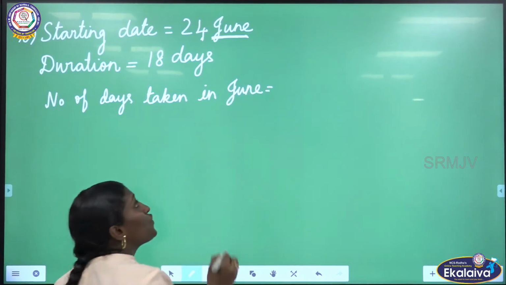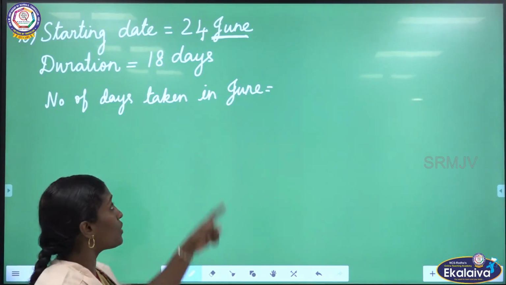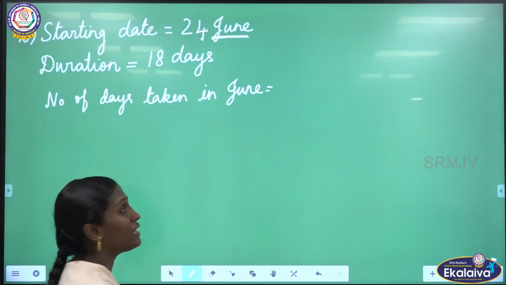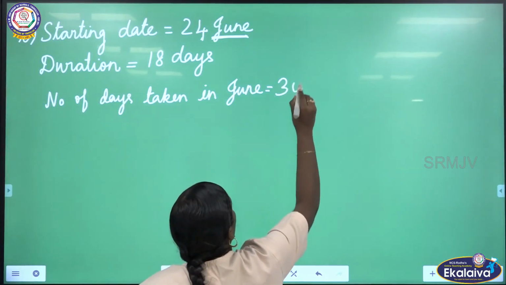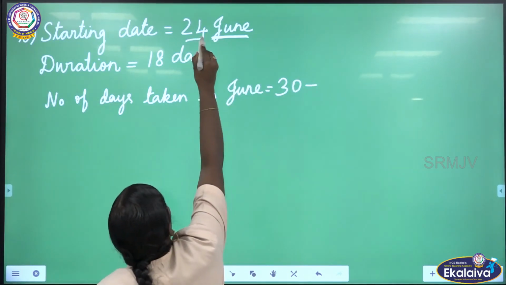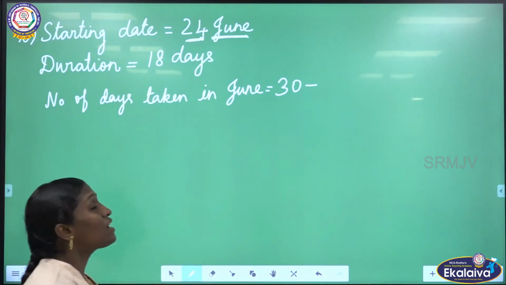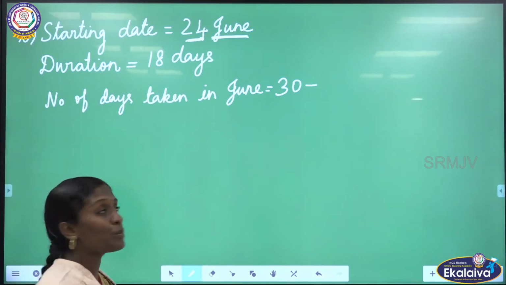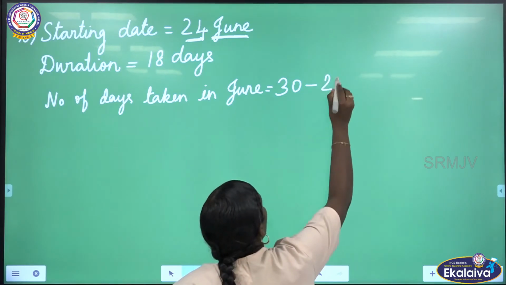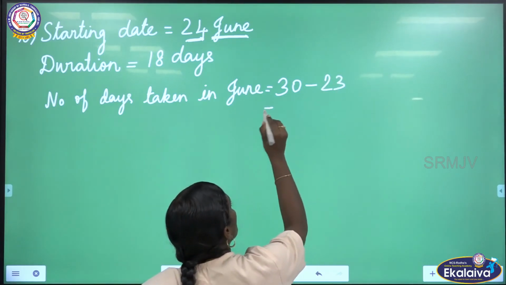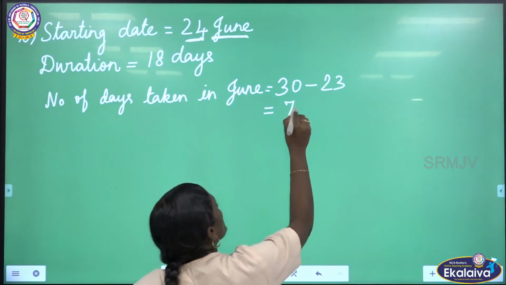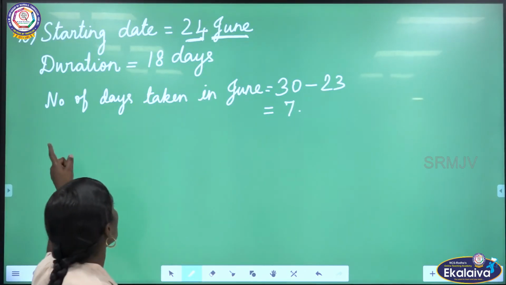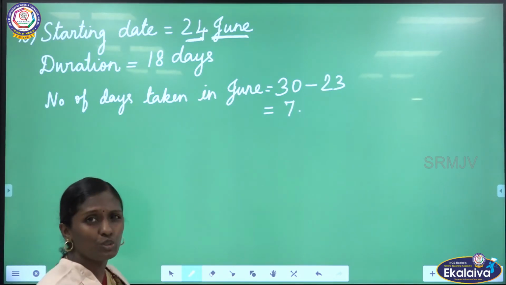Okay, for that, from the total number of days, how many days are there in June? 30 days. Okay, 30 days minus, here 24 is given, we have to take the before date, 24 before 23. Now we have to subtract these two. 30 minus 23, we will get 7 days. So 7 days are taken in June month.